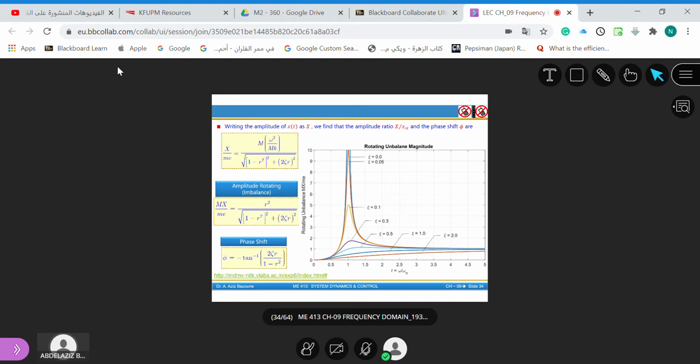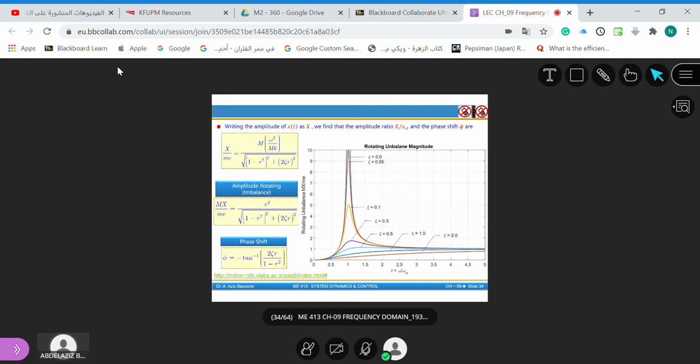M x over m e can be written as m omega squared over m k. You simplify m over m, and omega squared over k gives you omega n squared. So omega over omega n will be r. So m x over m e, the amplitude ratio of the imbalance, will be simply r squared over 1 minus r squared plus twice zeta r squared.